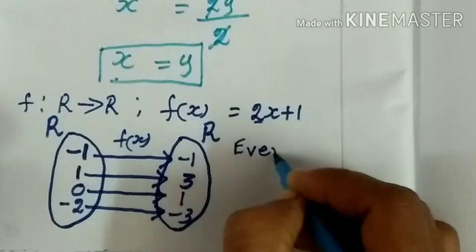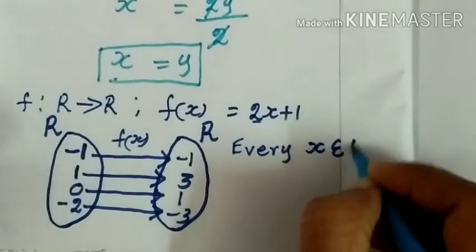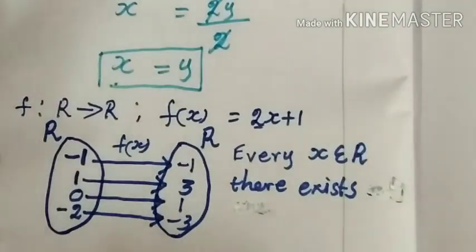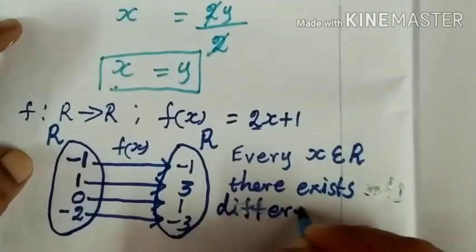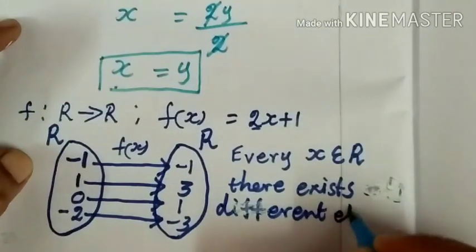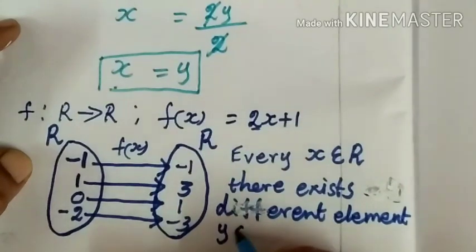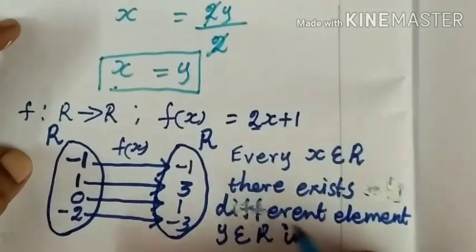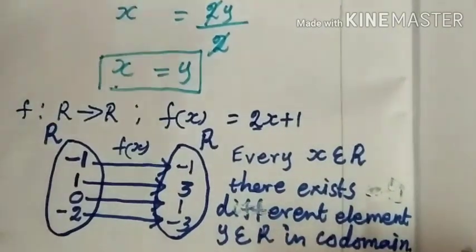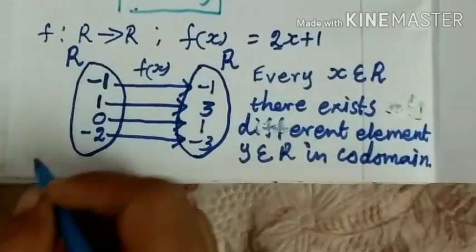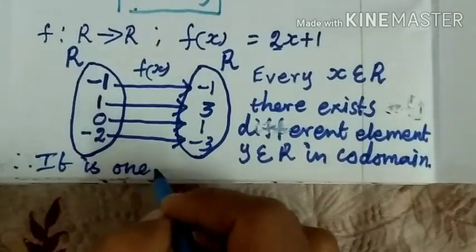Every x belongs to real numbers, there exists a different element y belongs to R in the codomain. Therefore it is a one-one function.